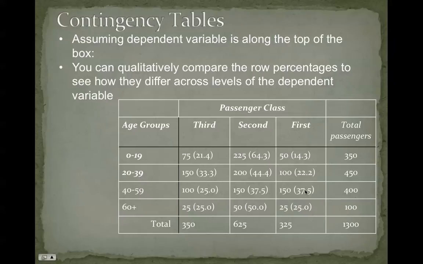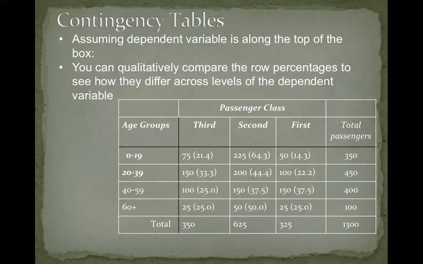Now that's about 2.5 times more passengers in the 40 to 59 group found in the first class as were found in the 0 to 19 age group in the first class. So qualitatively, comparing age group and passenger class, there is a relationship, and that relationship is seen through the percentages going down a column, if we have row percentages, not being the same. And again, they are not the same, so we assume that they are related.